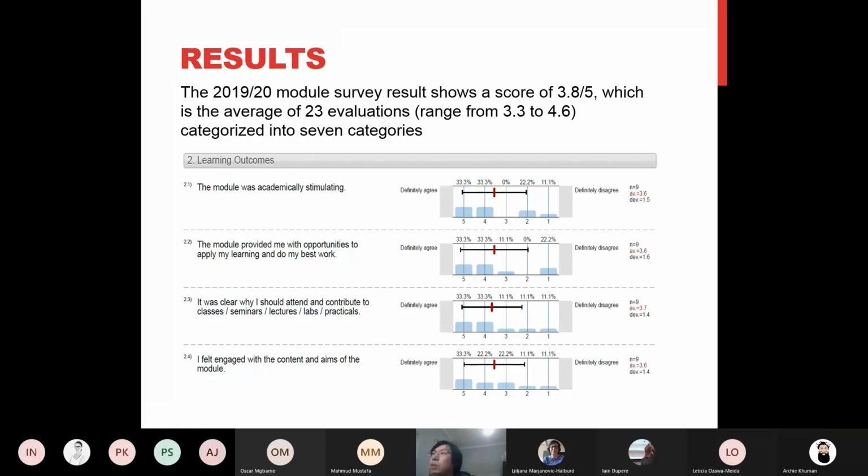In terms of the results, we get quite good comments and marks from the students. So we have a score of 3.8 out of 5. So our students also gave us a first class mark. So we really appreciate that, which is an average of 23 evaluations. Actually, we don't have any score lower than 3. So the range is like this.